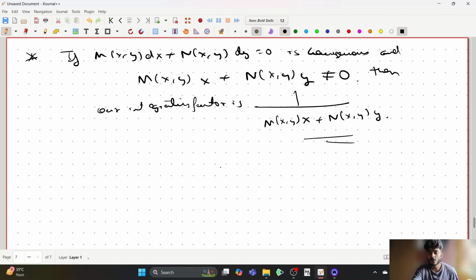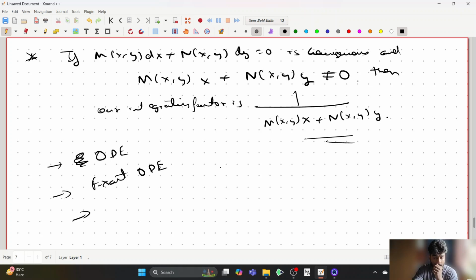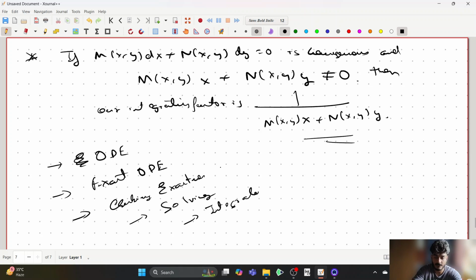Fine. So we end this session. What we have concluded here, let me just recall once. We have the definition of an ODE, then we talked about exact ODEs, then we talked about checking exactness in terms of two theorems, rather one theorem, then we talked about solving them, and we essentially talked about integrating factors.